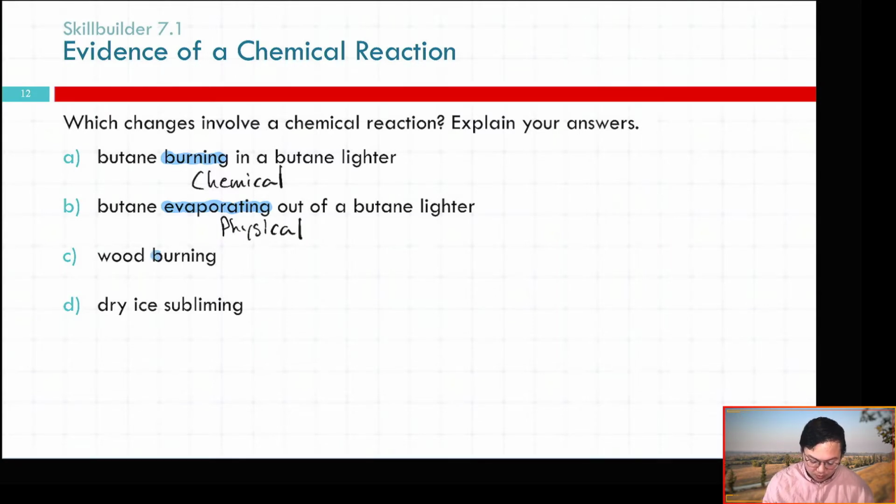Burning again. Wood burning. Whoops, I almost wrote physical. Chemical process. And then dry ice subliming. That's maybe not as common a word as evaporating or burning, but subliming means going from a solid to a gas, skipping the liquid phase. And so that is a physical process.